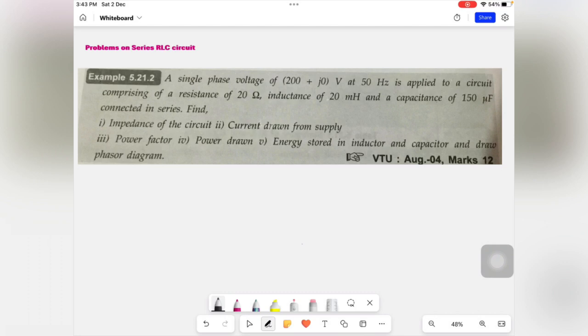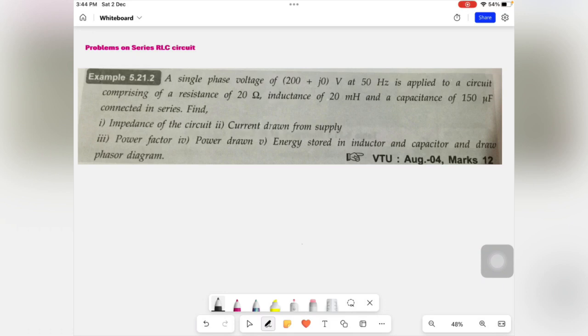Students, today we are going to solve problems on series RLC circuit. As we already discussed, an AC circuit contains all three elements, that is resistor, inductor and capacitor. What is the effect on current, voltage and power in the case of an RLC series circuit was covered in the previous class. In this class, let us discuss the problem on series RLC circuit.